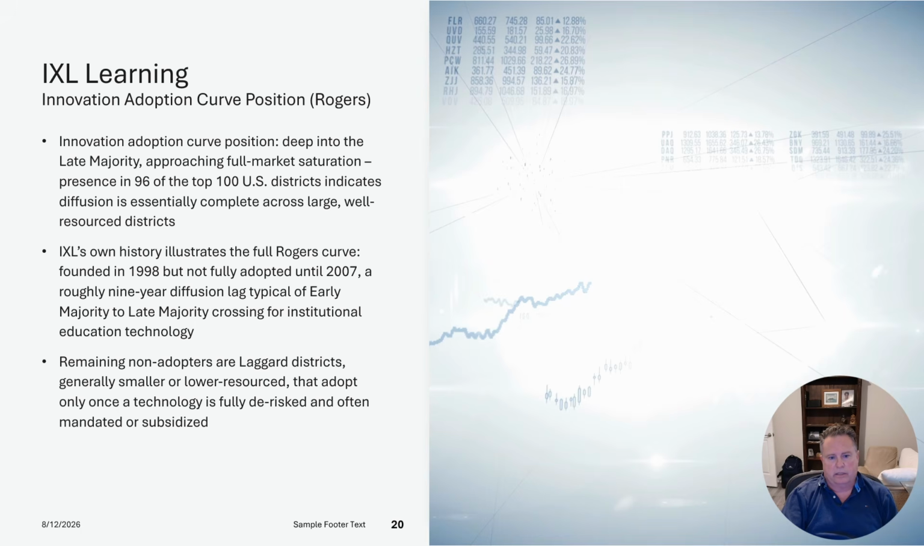IXL's own history illustrates the full Rogers curve. They were founded in '98, but not fully adopted until 2007. Roughly a 9-year diffusion lag, typical of the early majority to late majority crossing for institutional education technology. The remaining non-adopters are laggard districts, generally smaller or lower resourced, and they adopt only once the technology is fully de-risked and are often mandated or subsidized.